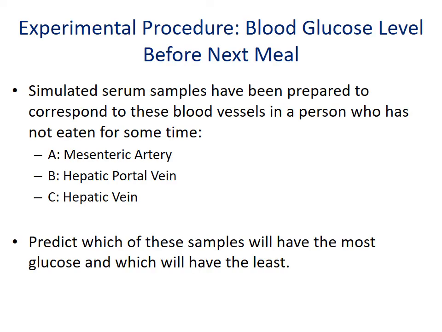The next experiment we're going to look at is a similar idea, but these serum samples now have been prepared from a person who has not eaten for a long time. So now we have the blood glucose levels dropping in the body and the body's responding to that. So same 3 locations in the body, the mesenteric artery, so the blood supply leading to the digestive tract, the hepatic portal vein, the blood going from the digestive tract to the liver, and the hepatic vein, the blood supply leaving the liver. So go ahead and predict which of those samples will have the most glucose and which will have the least.